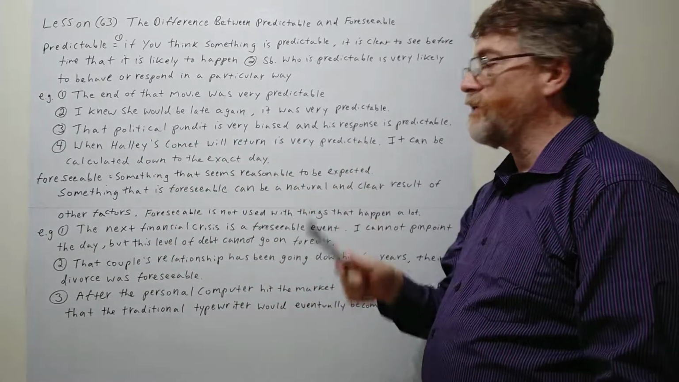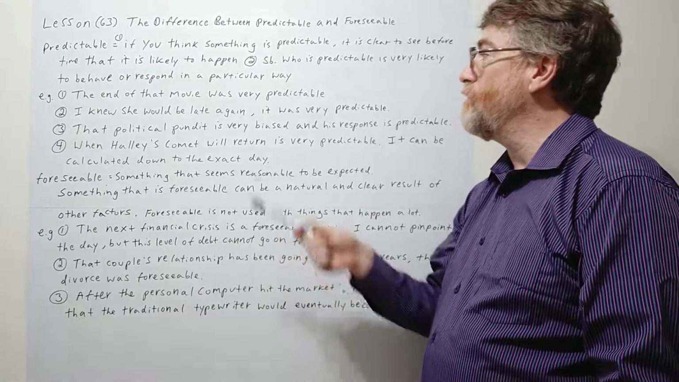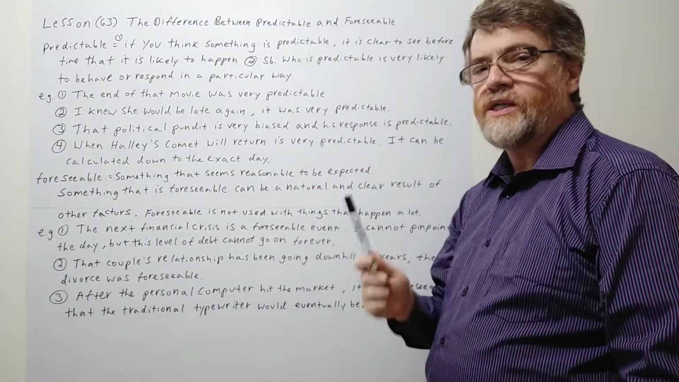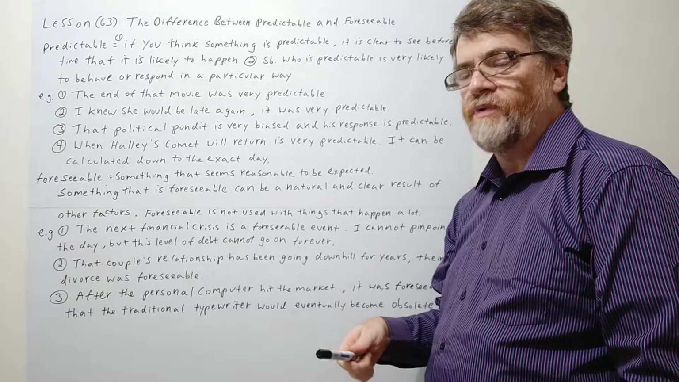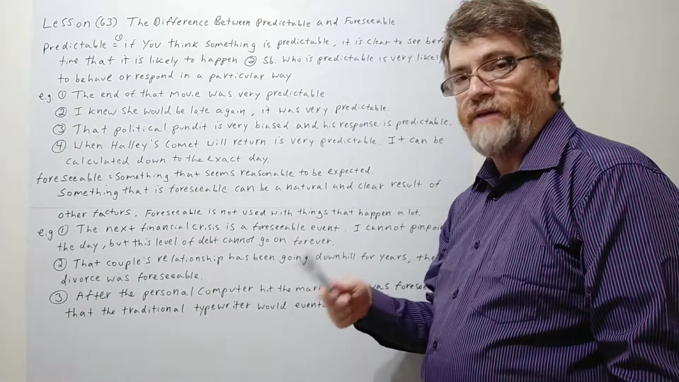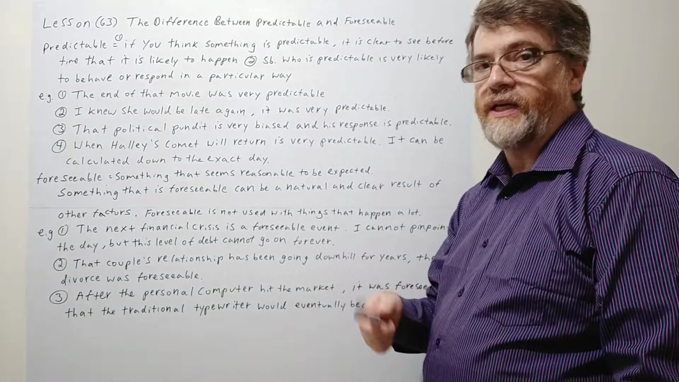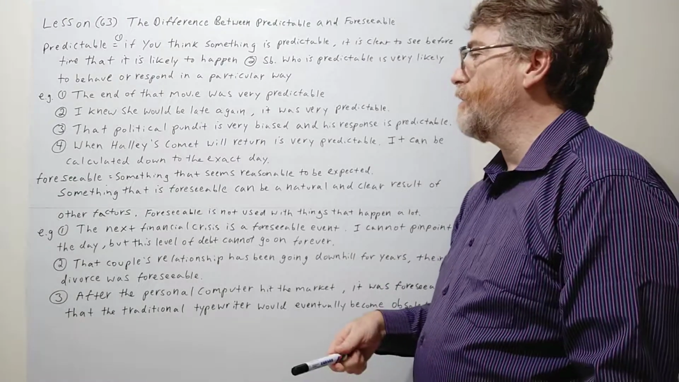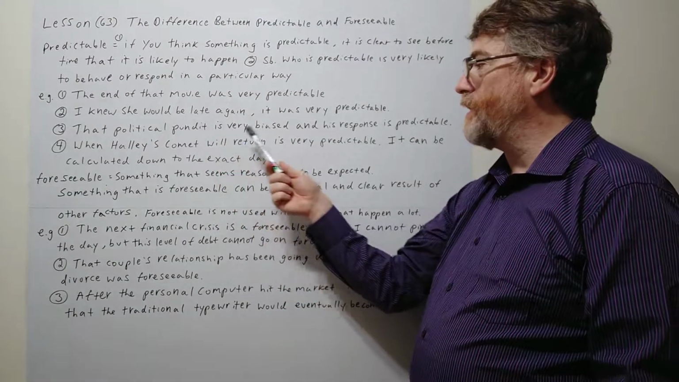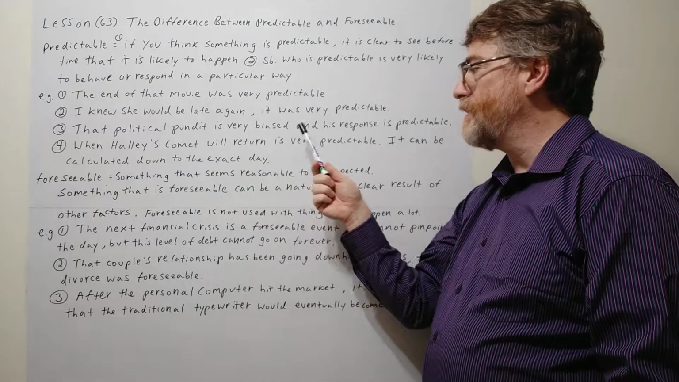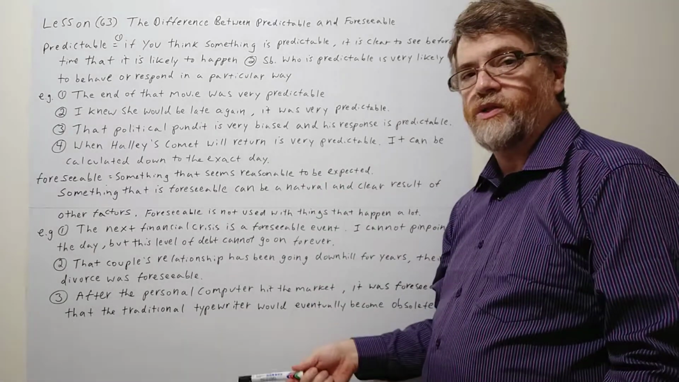It's very predictable. This is an example we're using with somebody's behavior. So with behavior, especially a behavior that's very repetitive, definitely go with predictable. Okay, good. That political pundit is very biased. Like one of those people on the talk show.